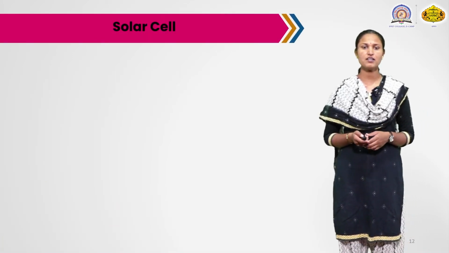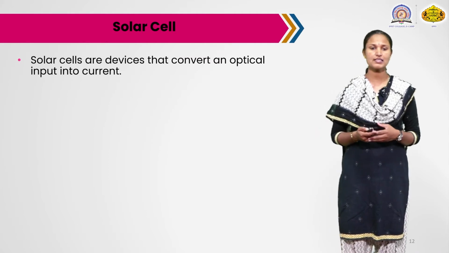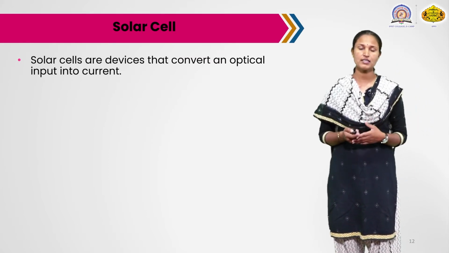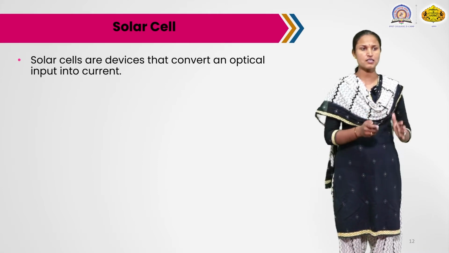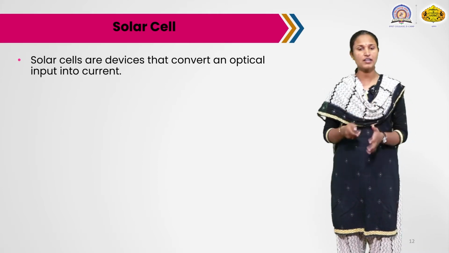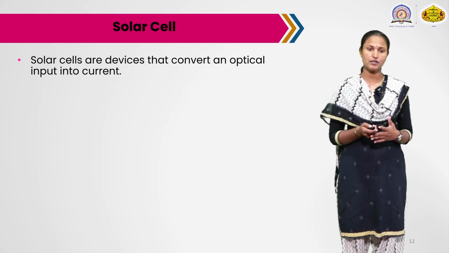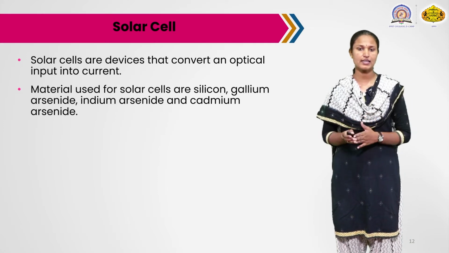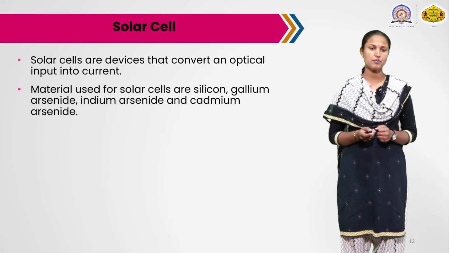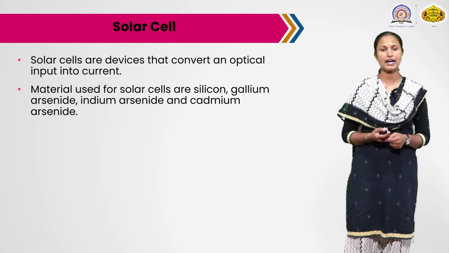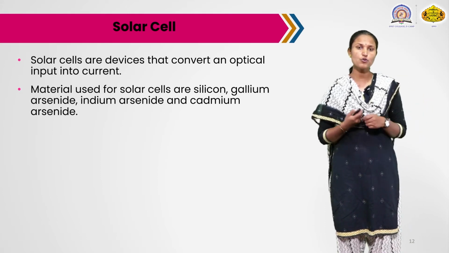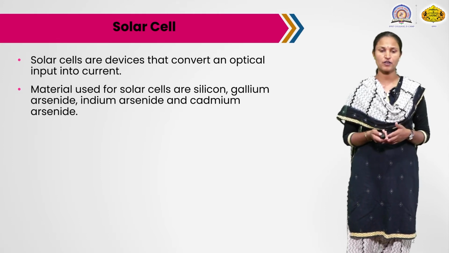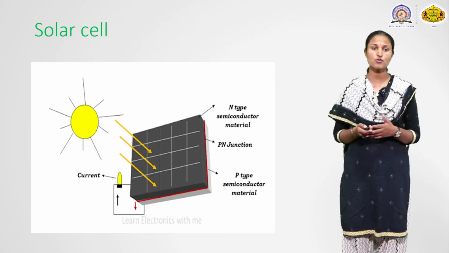Then the next topic is the solar cell. Solar cells are devices that convert an optical input into current. In a solar cell, solar energy is converted to electric energy. Materials used for solar cells are silicon, germanium, gallium arsenide, indium arsenide, and cadmium arsenide. Gallium arsenide or silicon are mostly used in solar cells or solar panels.